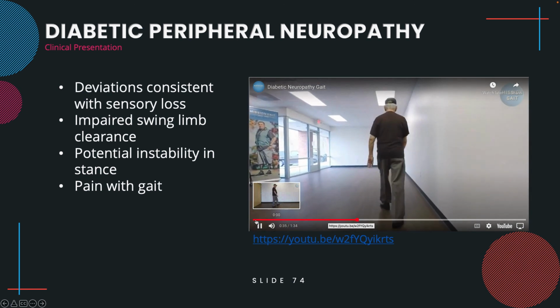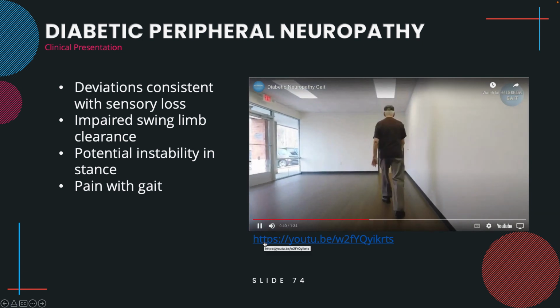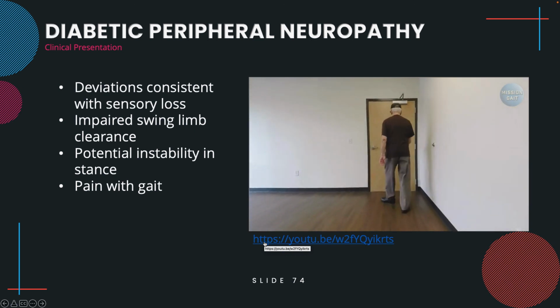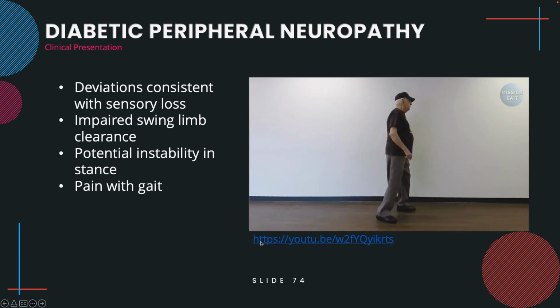He leaves terminal stance kind of early. We don't see a good heel rise as he gets up into terminal stance. So he might be limiting his step length because he doesn't feel stable. And then we see circumduction for him to be able to clear his limb through.